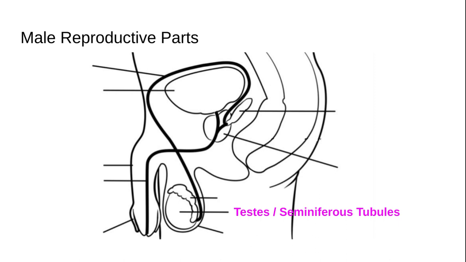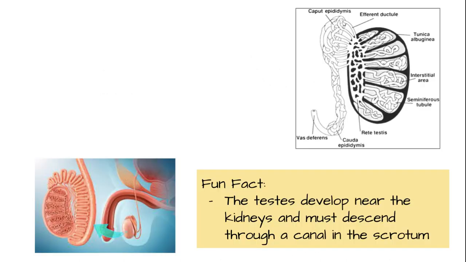All right, so the testes. So the testes are a reproductive organ. What does that mean? It means they make our reproductive cells. So sperm and eggs. So we said ovaries make the eggs. Testes are going to make the sperm.